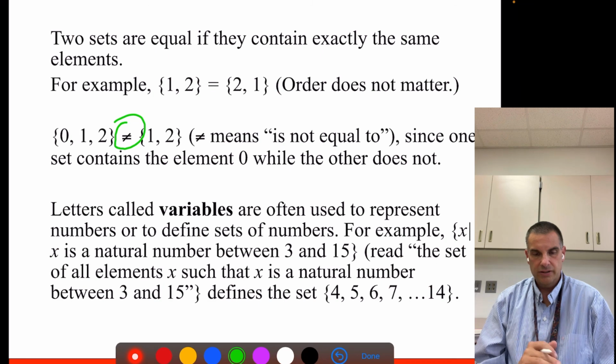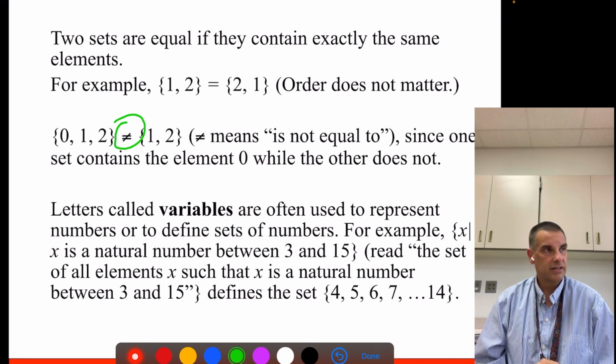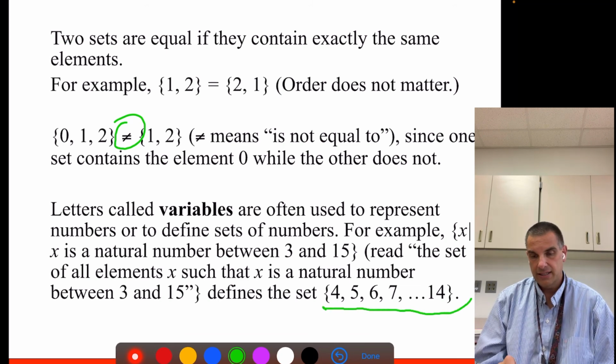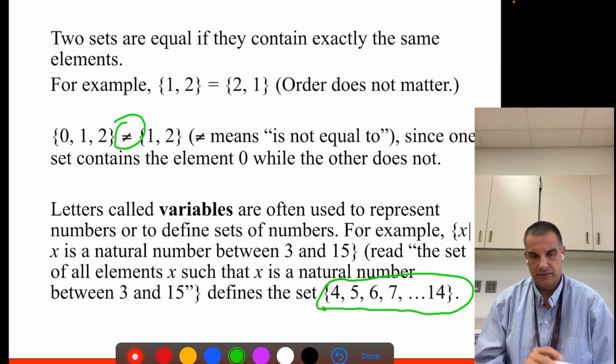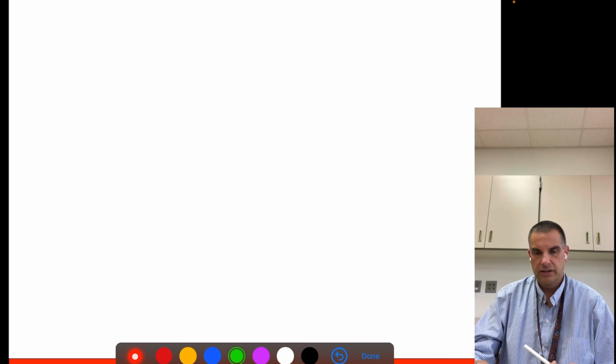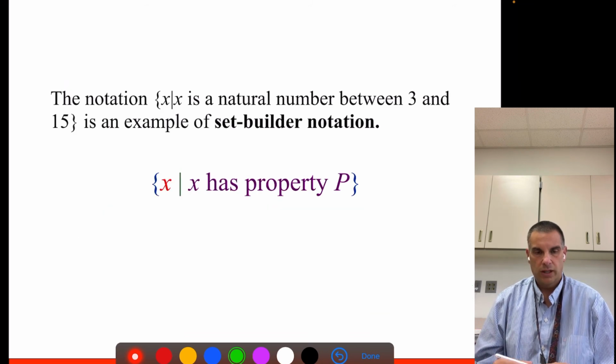Of course, then we can also put variables inside of things. Variables are often used to represent numbers or sets of numbers. So for example, the set of x such that x is the natural numbers between 3 and 15. That reads as the set of all elements x such that x is a natural number between 3 and 15. Now, we could write that set out as the set 4, 5, 6, and the dots mean continue that pattern until you get to 14. But you can put variables in there as well.